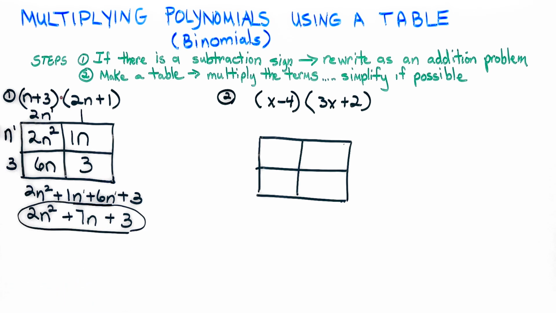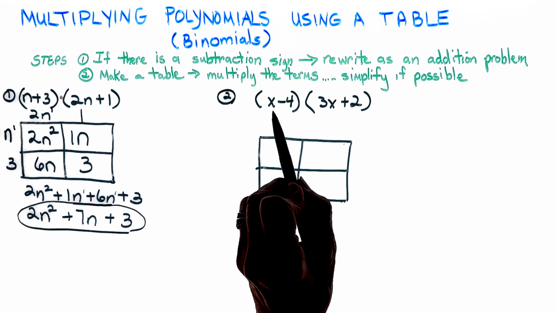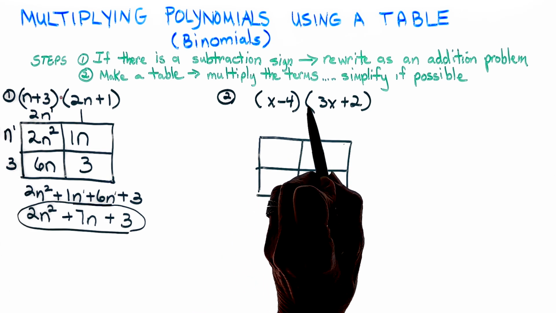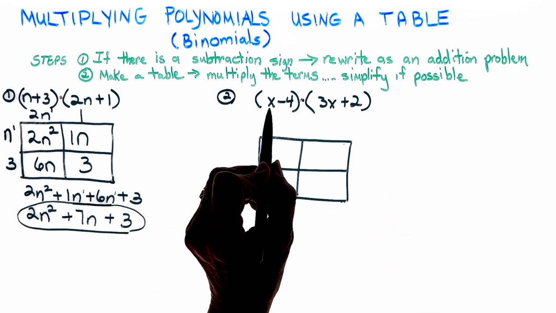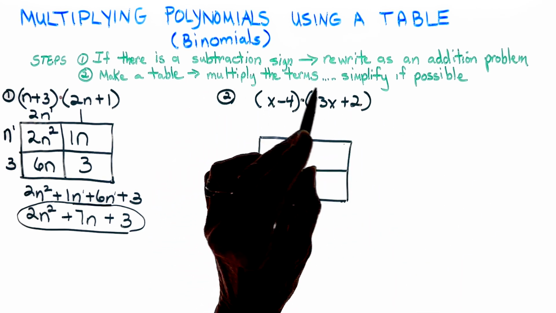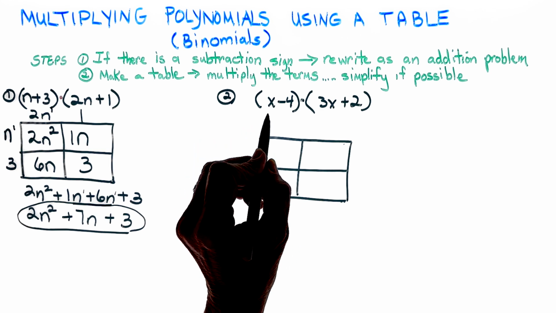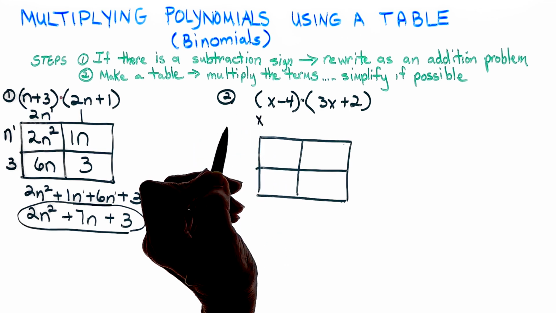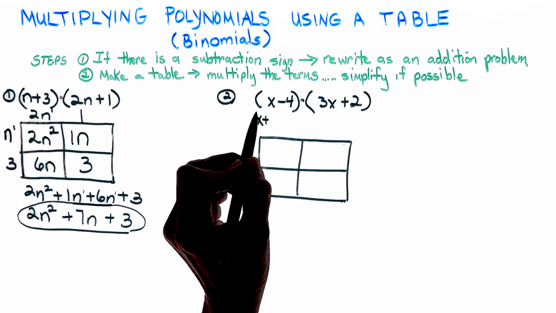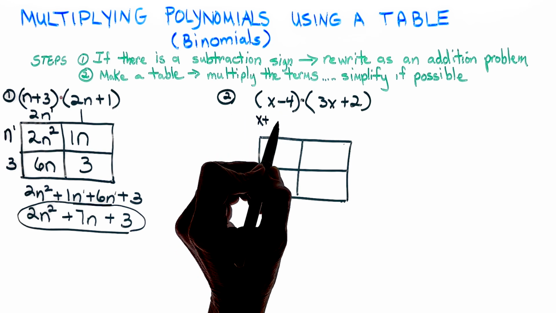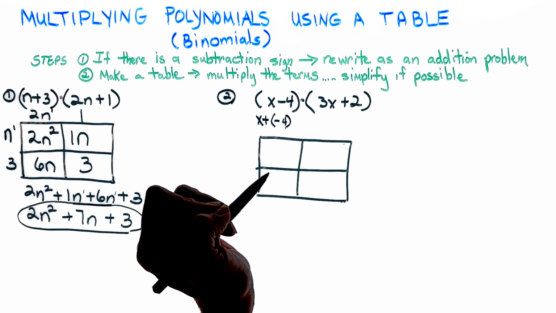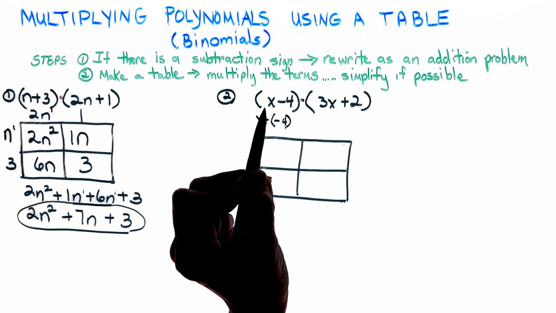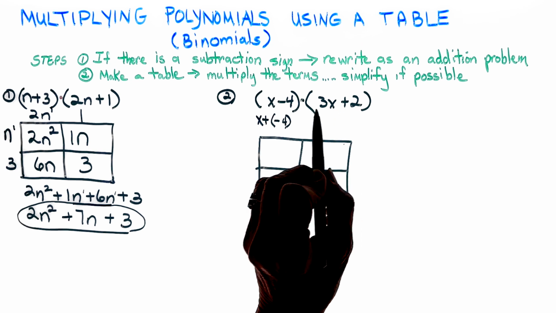So let's look at number 2. Because I see an x minus 4 times a 3x plus 2. And it says if you have a subtraction problem, rewrite it as an addition problem. So remember, we keep the first, we change the sign to plus, and we write the opposite of 4, which is a negative 4. And here, that's fine. So now it's an addition problem.